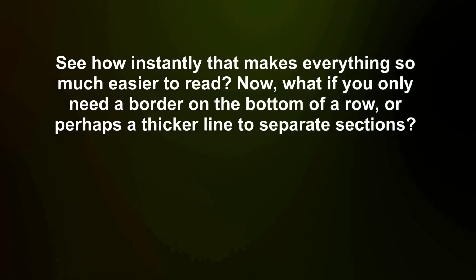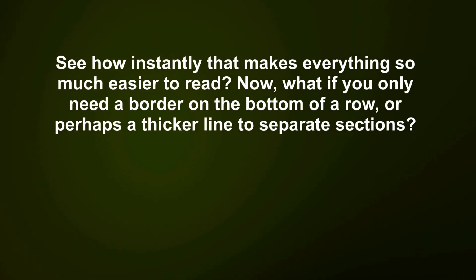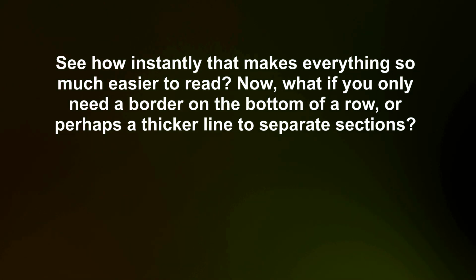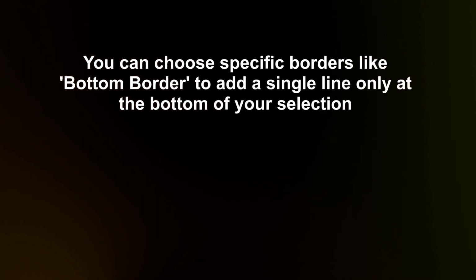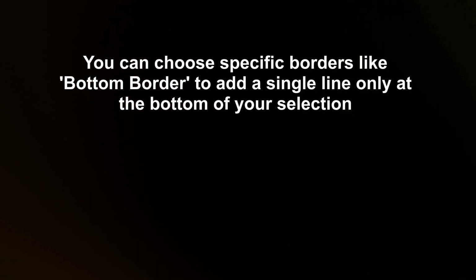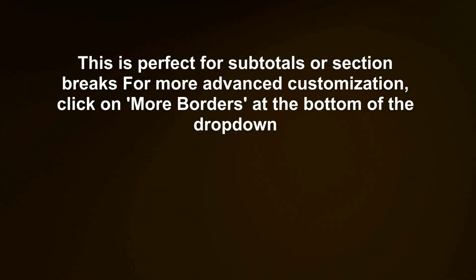Now, what if you only need a border on the bottom of a row, or perhaps a thicker line to separate sections? You can choose specific borders like bottom border to add a single line only at the bottom of your selection. This is perfect for subtotals or section breaks.